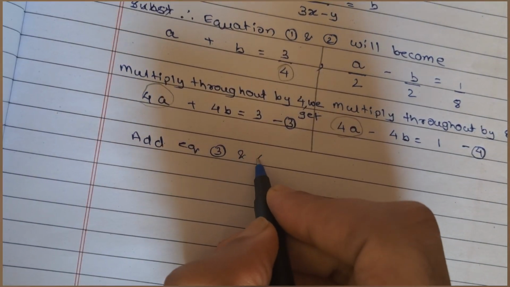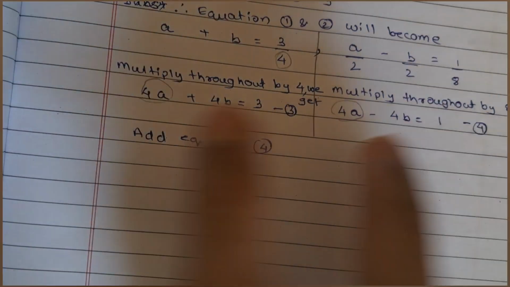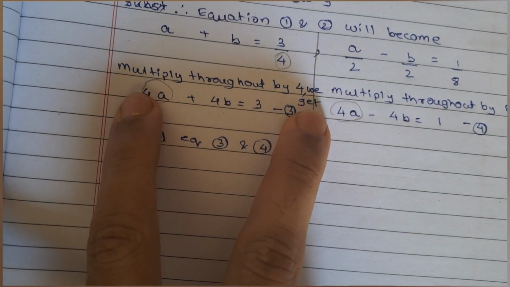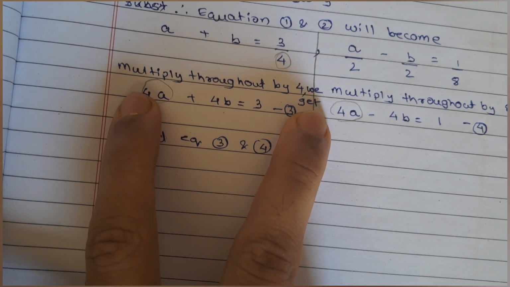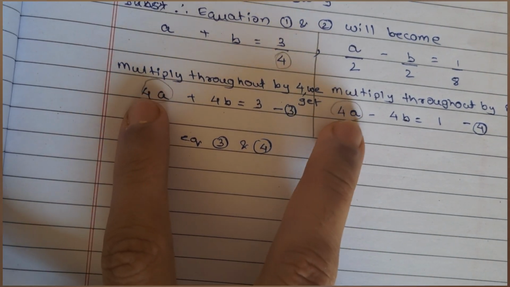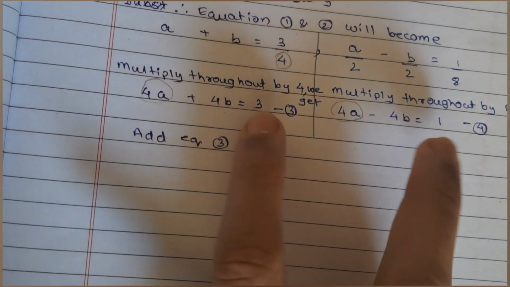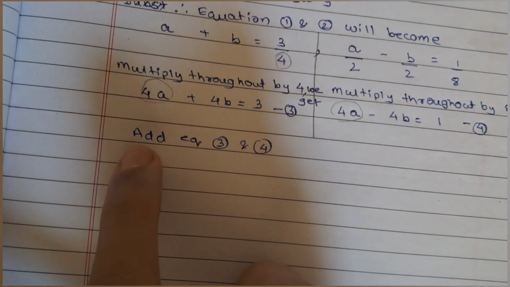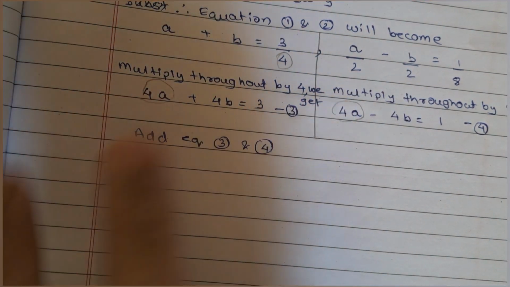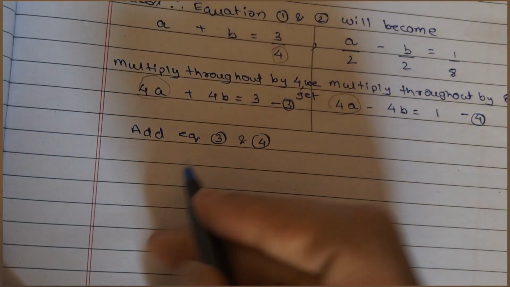3 and 4. Again, as I said, same term, same sign concept can also be applied. Same term, same sign, subtract them. Even if you subtract them, you will get the same answer which you will get by adding. Probably while you subtract, your A will get cancelled and you will get a value of B. And while I am adding now, probably B will get cancelled and I will get a value of A. Either ways, you will get one of the variables result out.